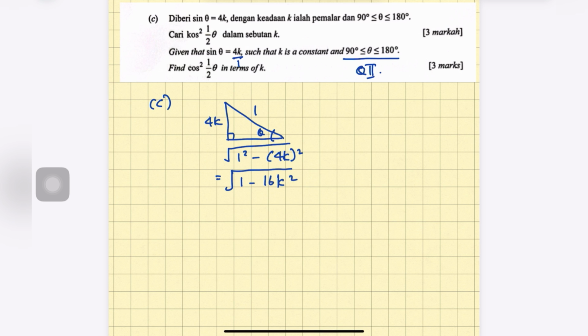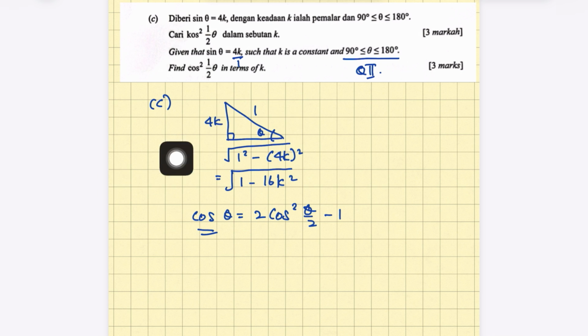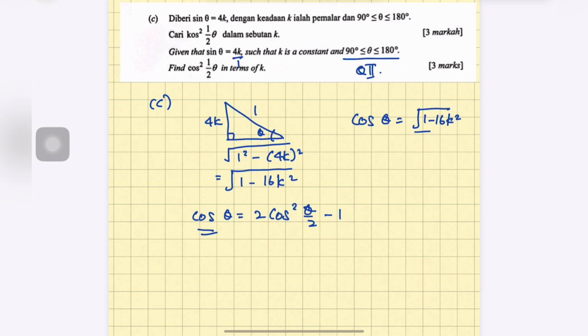Okay, so kita ada relation of double angle formula dengan cos. So we have formula cos theta equals to 2 cos squared theta over 2 minus 1. So yang ni kita boleh tengok from diagram ni. So kita baca. So cos theta equals to square root 1 minus 16k squared over 1. Tapi in quadrant 2. So cos quadrant 2 negatif. Yang ni tak payah tulis kot over 1 ni.